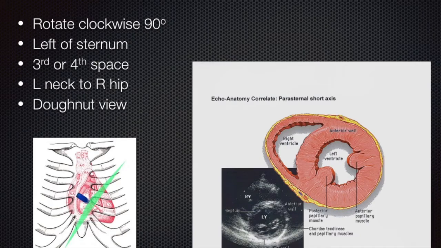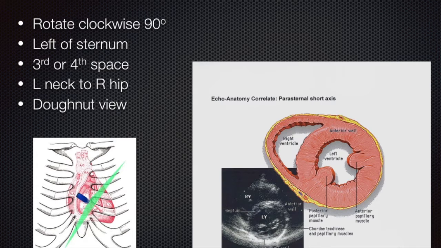Okay, so let's have a look at the parasternal short axis views. Now, if we've been looking in the long axis, which is from the right shoulder down to the left hip, if we rotate our probe 90 degrees, then we can look through the heart in a transverse axis. So this is the parasternal short axis views.